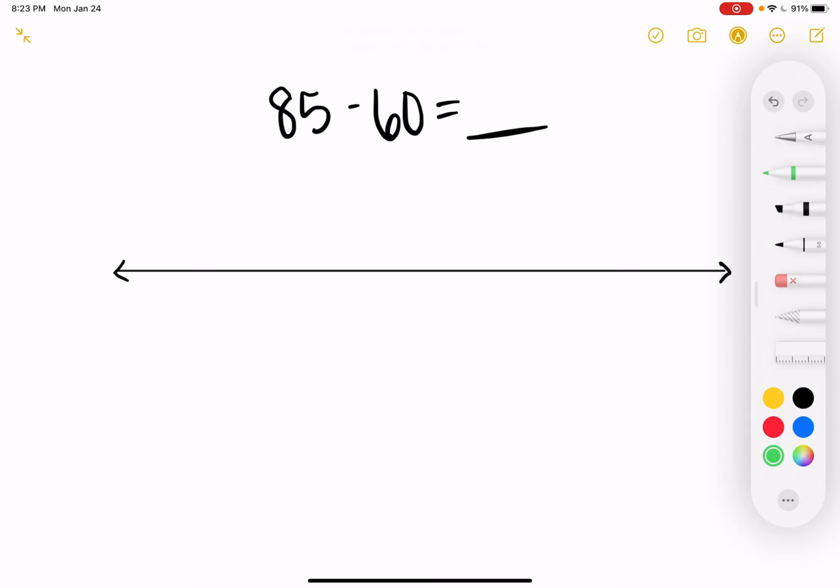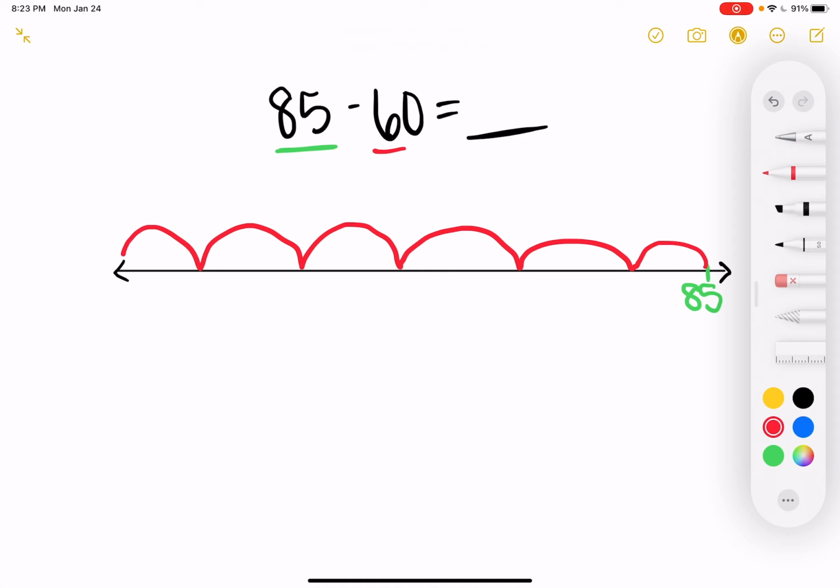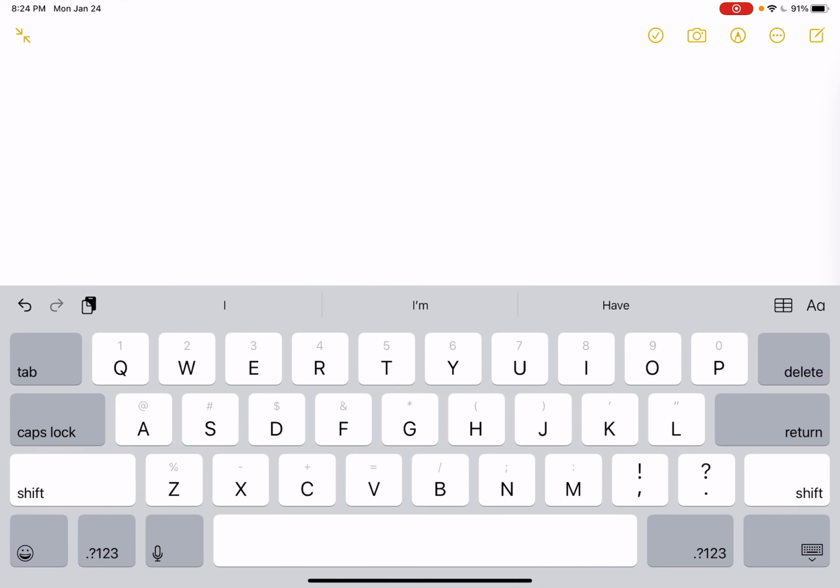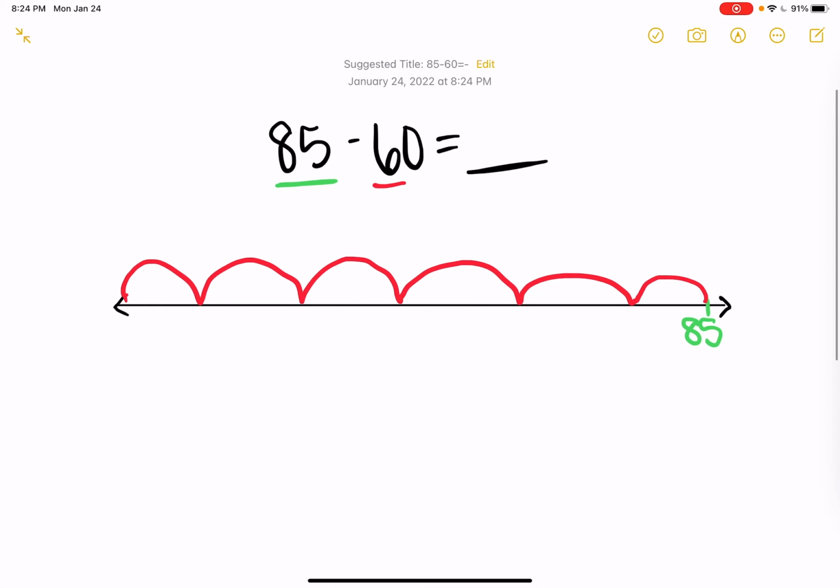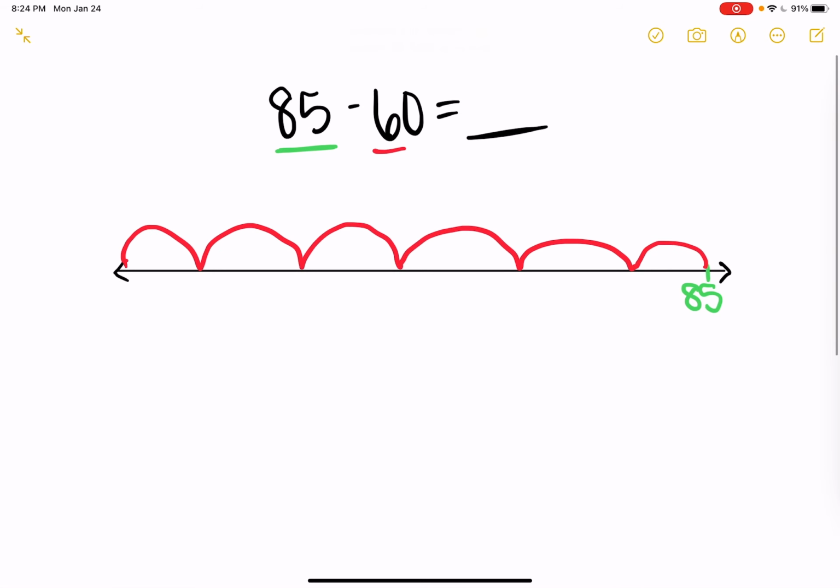So remembering that super important red star item, my starting number goes on the right, 85. Now I'm ready to take away my tens, subtract my tens. So let's count back by 10, 20, 30, 40, 50, 60. Whoop! I was thinking ahead, but I still almost ran out of room. Okay, so that's 10, 20, 30. Oh no, what did I just do? There it is. 10, 20, 30, 40, 50, 60. So let's go back and label.